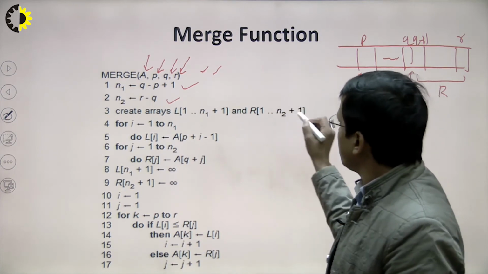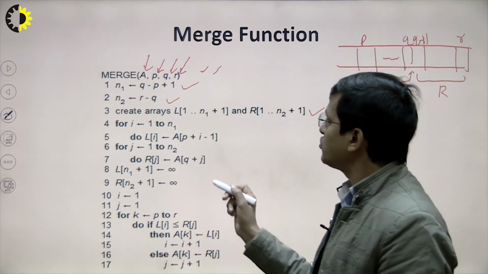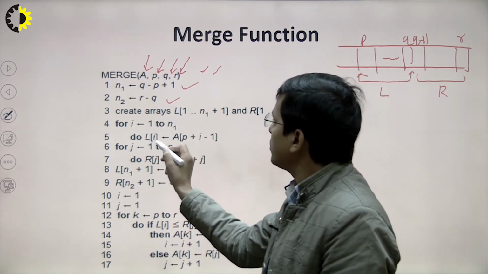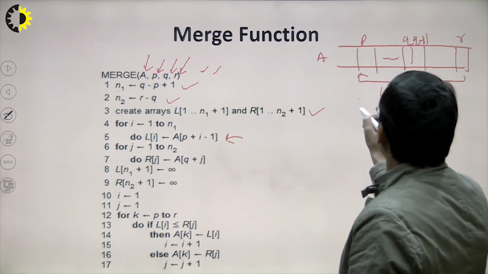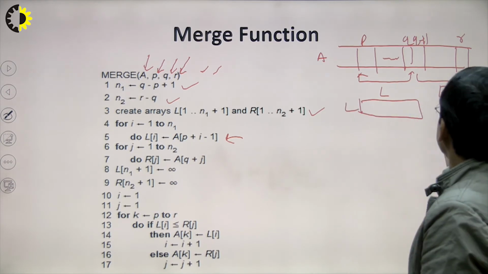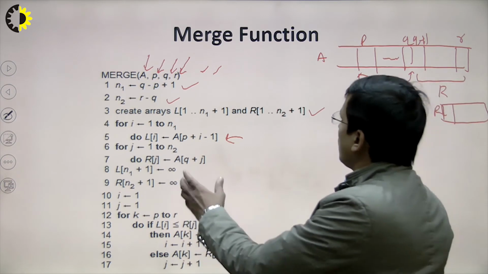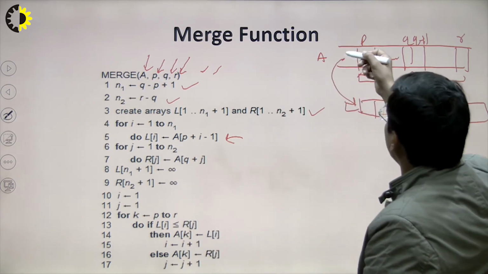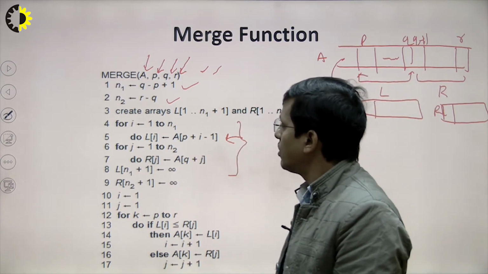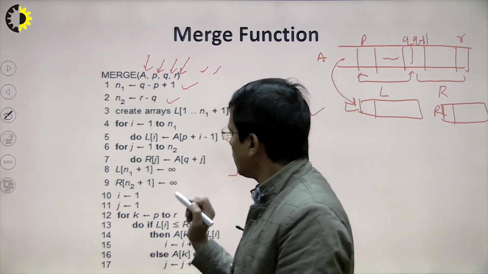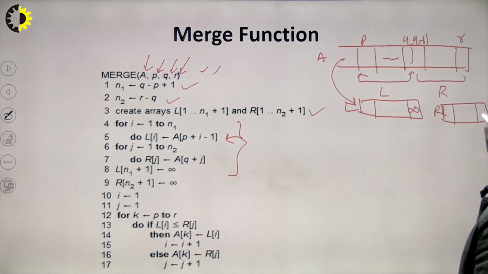So we have created left and right. Now we have to check the values from 1 to n1. We are storing these values from A into the left array and the right array. So we copy the elements from A to left and right. And the last one we place for checking termination.